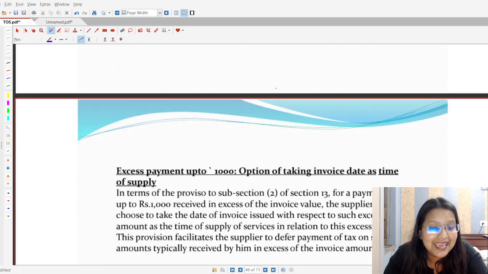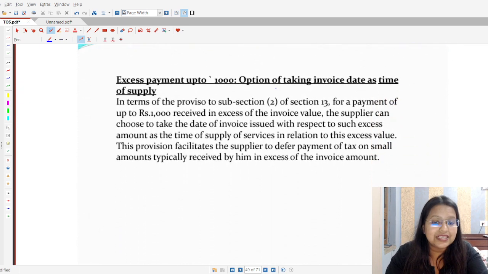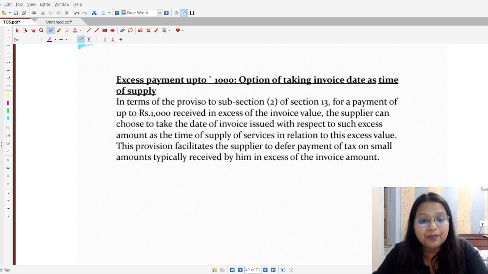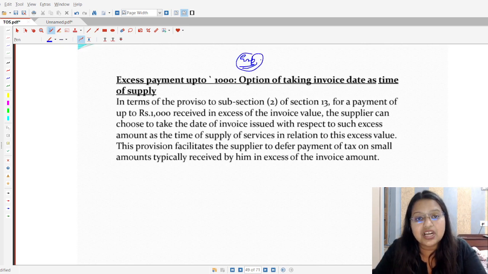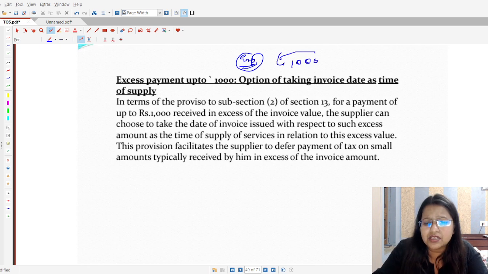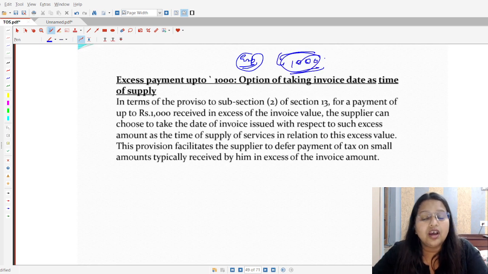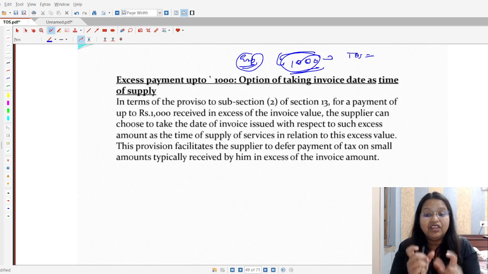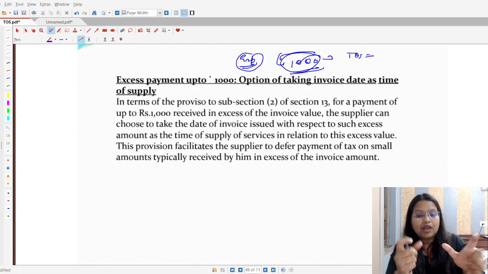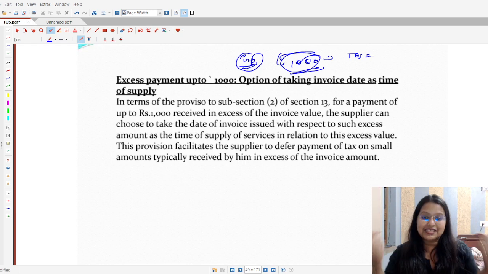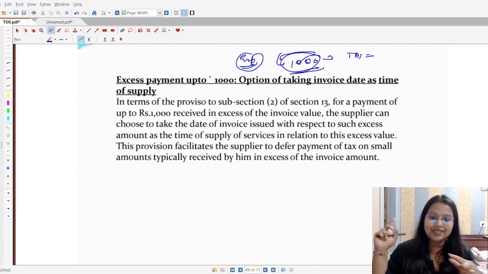Next point here is, students, they have provided an option to the supplier. Yes, there is an additional option given to the supplier that if any excess payment, any additional payment is received by the supplier, but that payment is up to ₹1,000 only, so the supplier has an option to take the time of supply as the invoice date. Yes, it means when they issue the invoice for this additional amount, they can pay the GST on that particular amount up to ₹1,000 at that time.